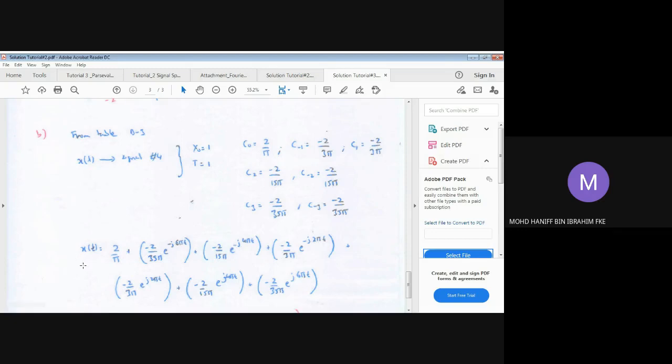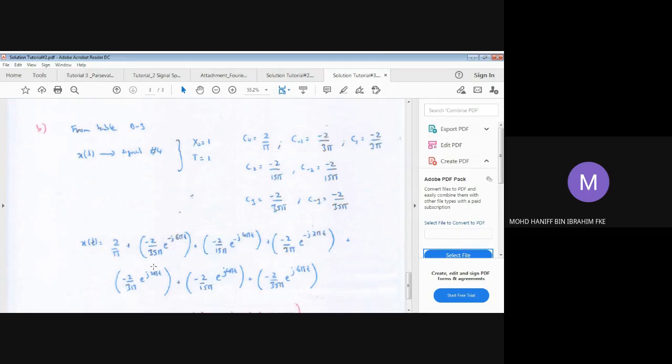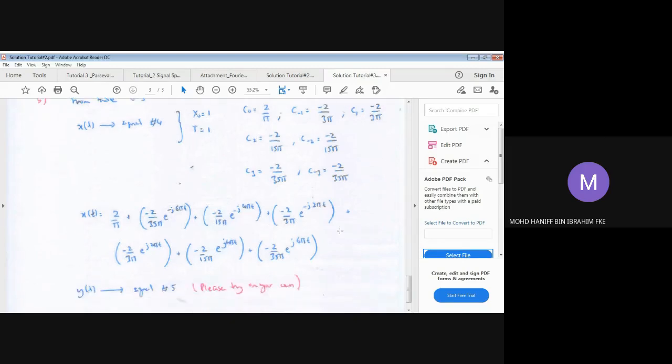exponential Fourier series. Okay, so we have 2 over pi for C0, and the rest follow. For example, for C-3 we have -2 over 35 pi exponential -j 6 pi t, because omega equals 2 pi. So n times omega t will be 3 times 2 pi, which is 6 pi. So that will follow for the rest of the x(t) components. Right, so that should be your x(t).